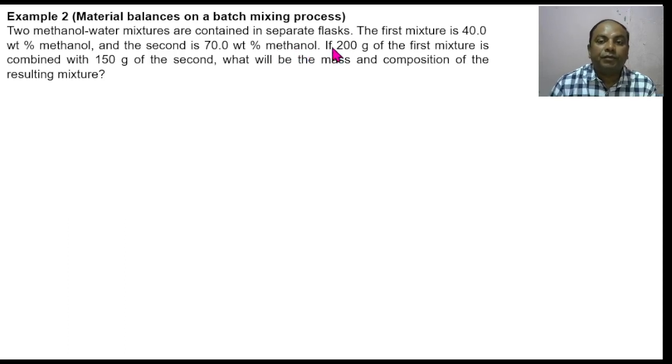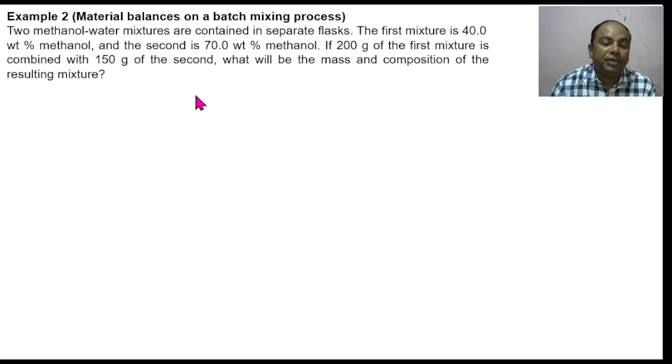Then if 200 gram of the first mixture is combined with 150 gram of the second, what will be the mass and composition of the resulting mixture? What is given? 200 gram of the first mixture is combined with 150 gram of the second mixture. What is asked? The mass and composition of the resulting mixture.